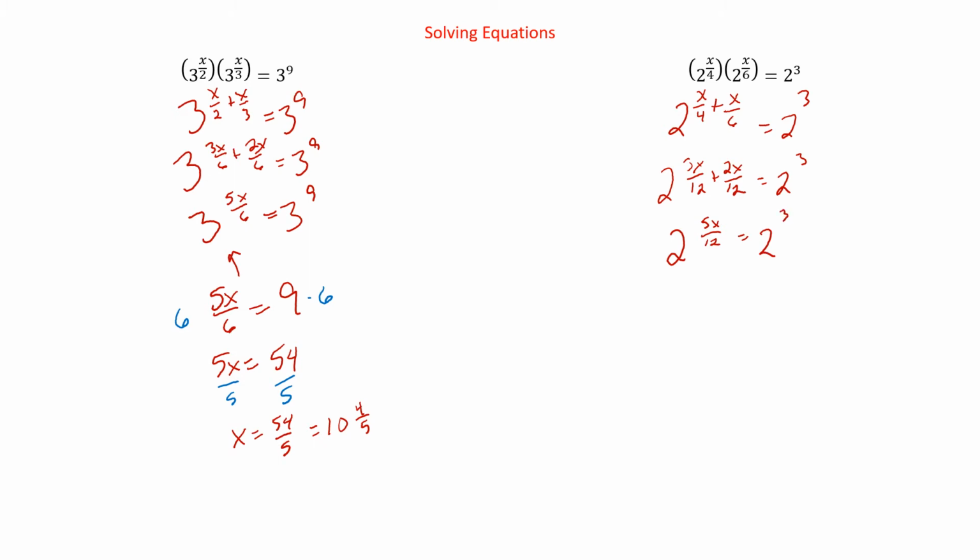So we have 2 to a power equals 2 to a power, which means 5x over 12 will have to equal 3. We can multiply by the 12 to get 5x equals 36, and then divide by 5 to get x equals 36 fifths. You could go 7 and 1/5 if you need to, but I would leave it in the improper state.